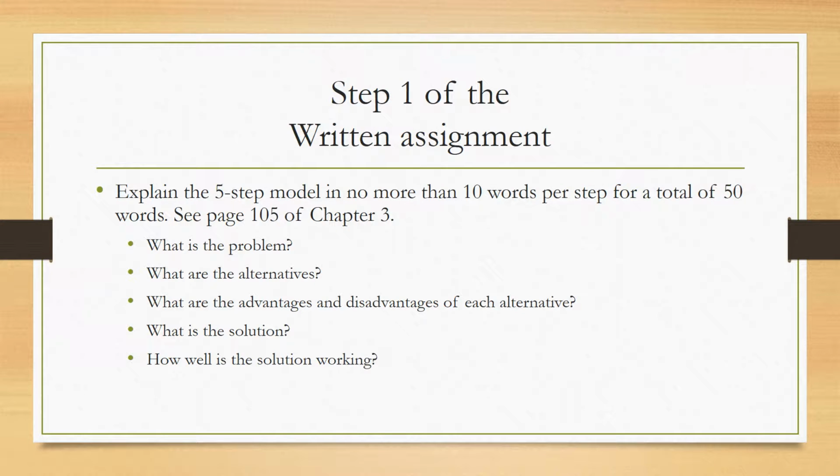In step 1 of this written assignment, you are asked to briefly explain the 5-step model using no more than 10 or so words for each, because you don't want to go over 50 words for these 5 steps. Page 105 of chapter 3 discusses each of them. What is the problem? What are the alternatives? What are the advantages and disadvantages of each alternative? What is the solution? And how well is the solution working? Just give a brief explanation of what each of those entails.